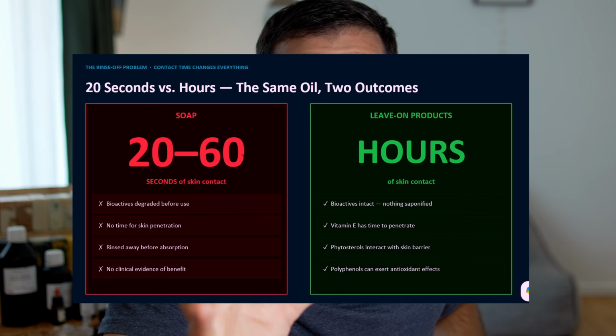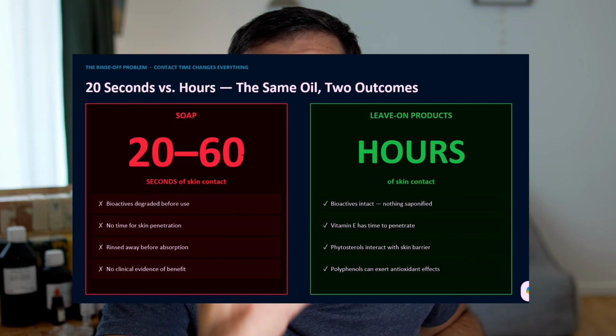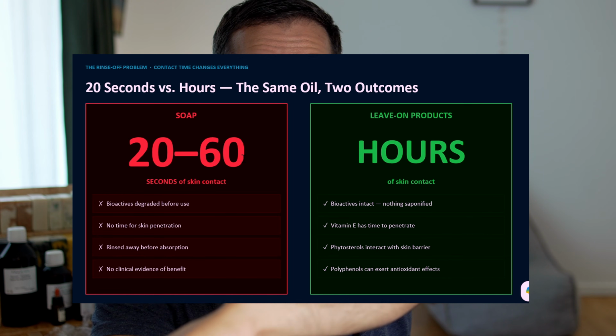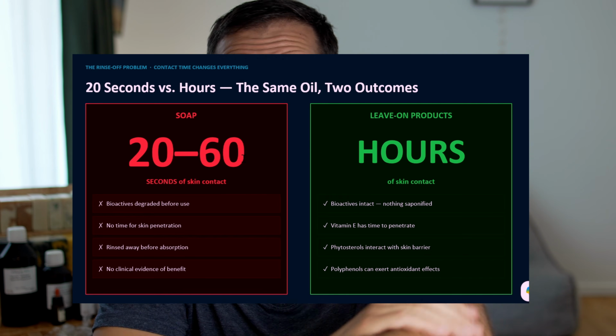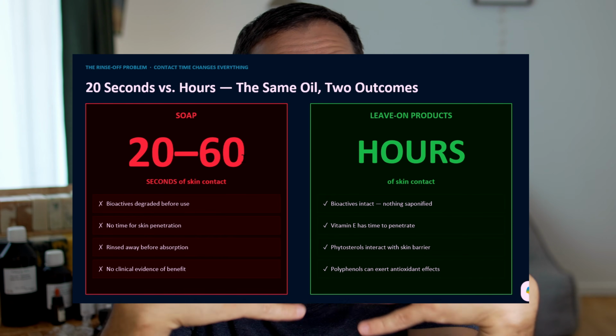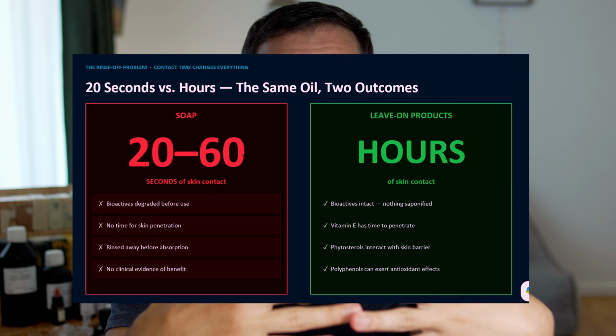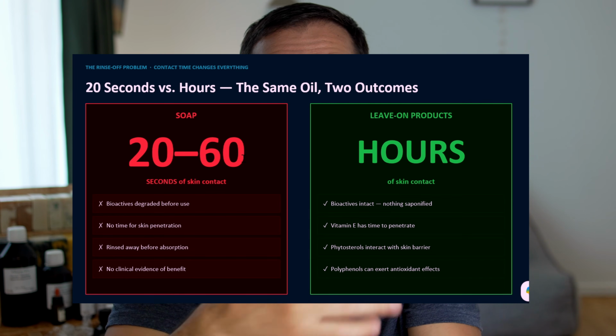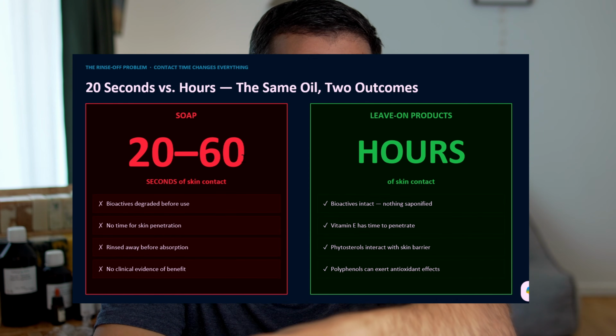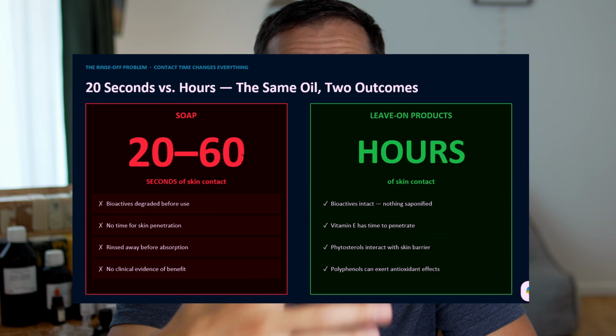Apart from that, soap is a rinse-off product, so you literally put it on your skin for a few seconds and then you rinse it off. So a lot of these great vitamins, even if they survive saponification, don't have time to penetrate the skin because you rinse it off so fast.